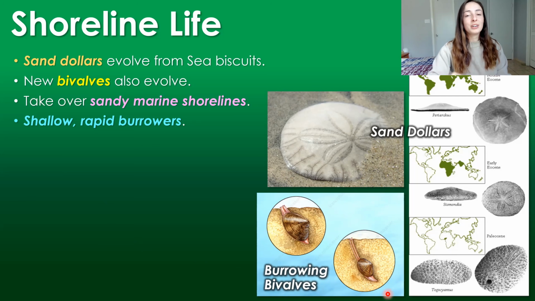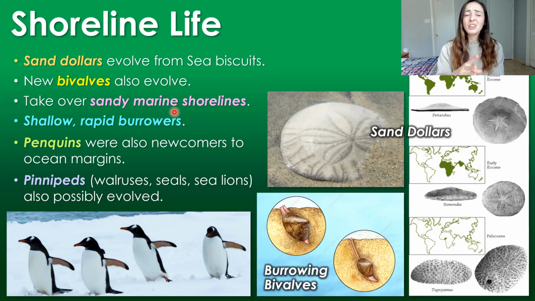And this picture down here in the middle just shows that new bivalves also evolved, and these two groups took over sandy marine shorelines, and that is because they were shallow, rapid burrowers. They could rapidly burrow themselves back into the sand after waves displaced them in order to protect them from predators or what have you. Unrelated biologically, but related in terms of shorelines or margins of the oceans, were penguins. They also evolved and took over some of the ocean margins as well.